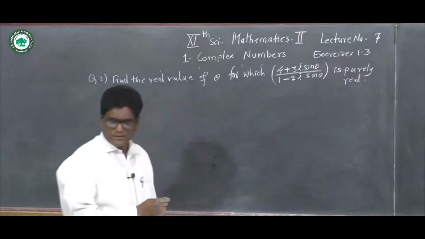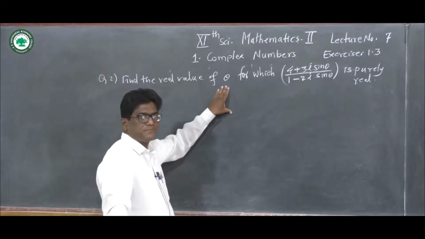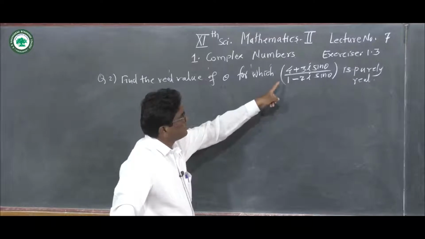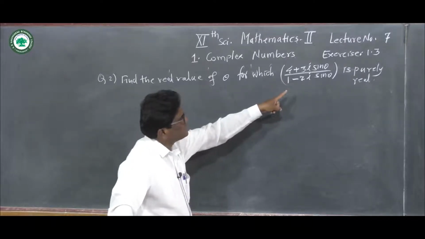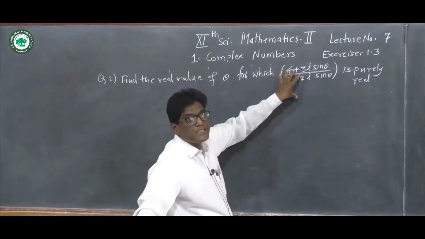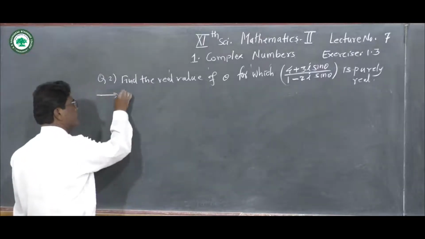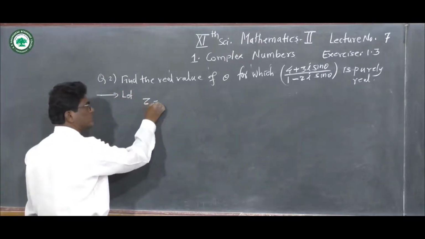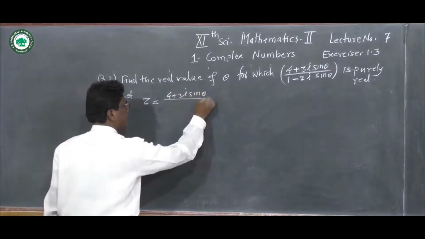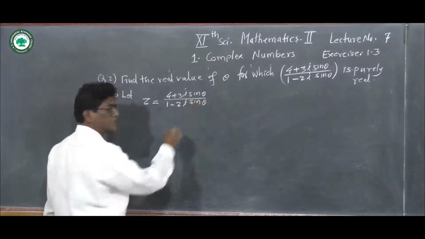It is purely real. So we have to find the value of theta, that is amplitude, for which (4 + 3i sin theta) divided by (1 - 2i sin theta) is purely real, meaning this complex number is a purely real number. So see the solution. Let z = (4 + 3i sin theta) / (1 - 2i sin theta). Get it?